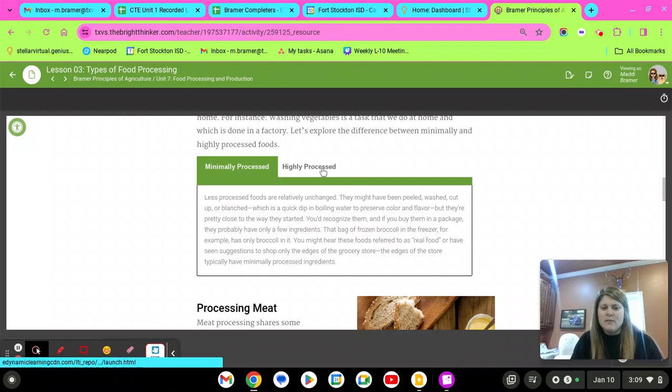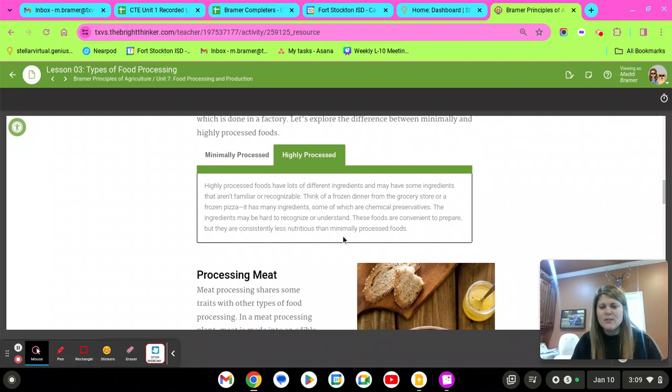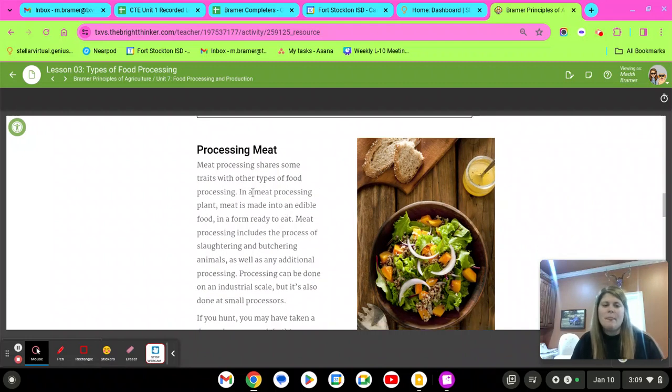That's minimally processed. Highly processed foods are foods with lots of different ingredients. So a lot of times those ingredients you cannot pronounce. Like a frozen pizza, frozen dinner, like Kraft mac and cheese, all of those things.